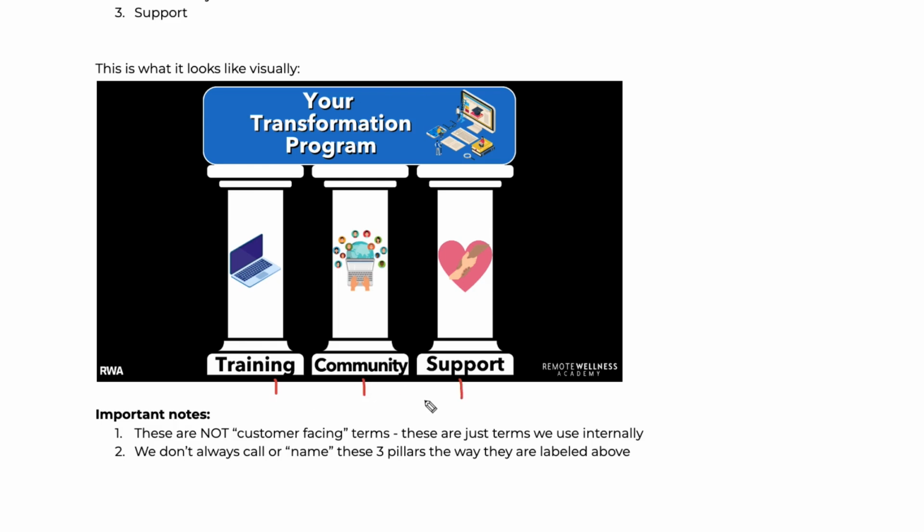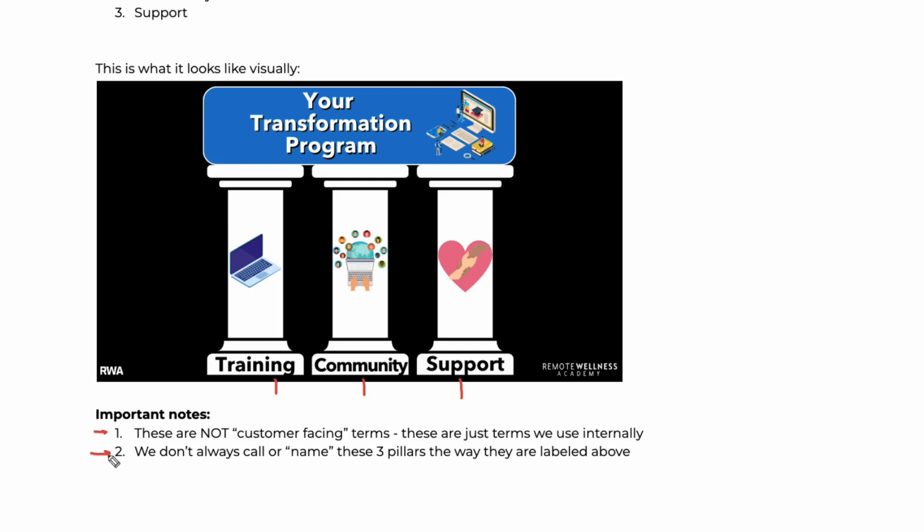A couple quick notes about this. Number 1, this is very important: these are not customer facing terms. These are not things that we explain like, hey, in my program I've got training, community, and support. It's not something that we use for marketing language. It's more so what we use as terms internally when we are talking about our product and our transformation program. That is note number 1.